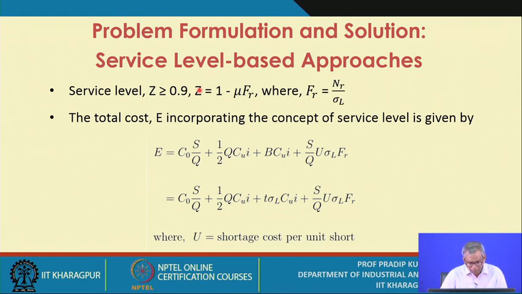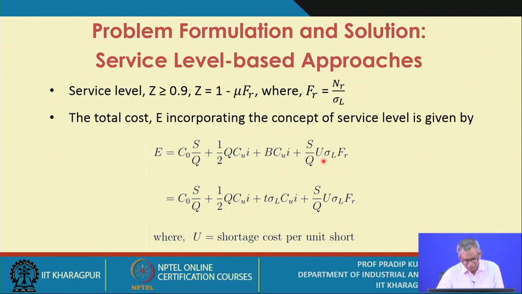Now the first thing you have to do at this stage is the total cost expression. If you follow the exact analysis, the total cost E incorporating the concept of service level is given by E equals, this is the ordering cost to meet the average demand, that means CO into S by Q. You are already familiar with this expression, I don't need to explain it once again. Then the next one is the inventory carrying cost or inventory holding cost for the average demand, that is Q by 2 into CU into I. Okay, so Q by 2 is the average inventory in an order cycle, and the next one is B into CU into I, that means this is the carrying cost for the safety stock of amount capital B.